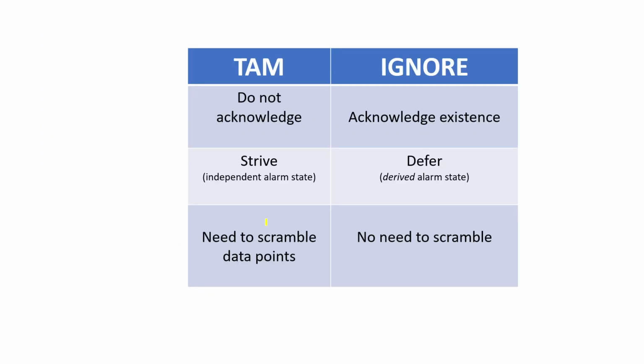With TAM, we're not even acknowledging the existence of the data point. We are with ignore. We're striving with TAM to get an alarm state, whereas we're just deferring to the previous alarm state with ignore. And we're scrambling data points with TAM, and we're not with ignore.